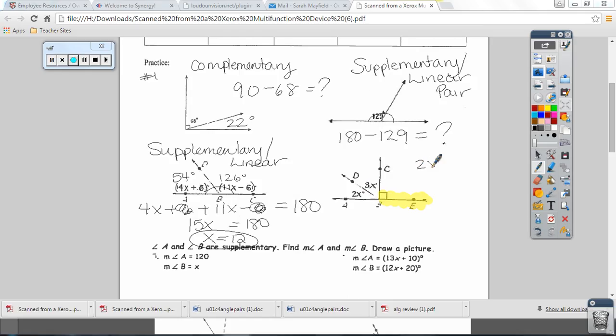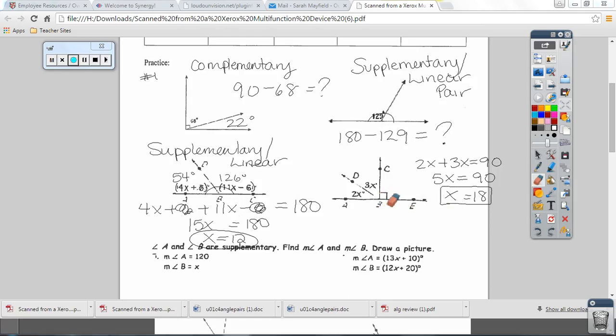So I could take 2x plus 3x to equal 90. So then I would have 5x equals 90. So what does x equal? 18. Or I can solve this another way.